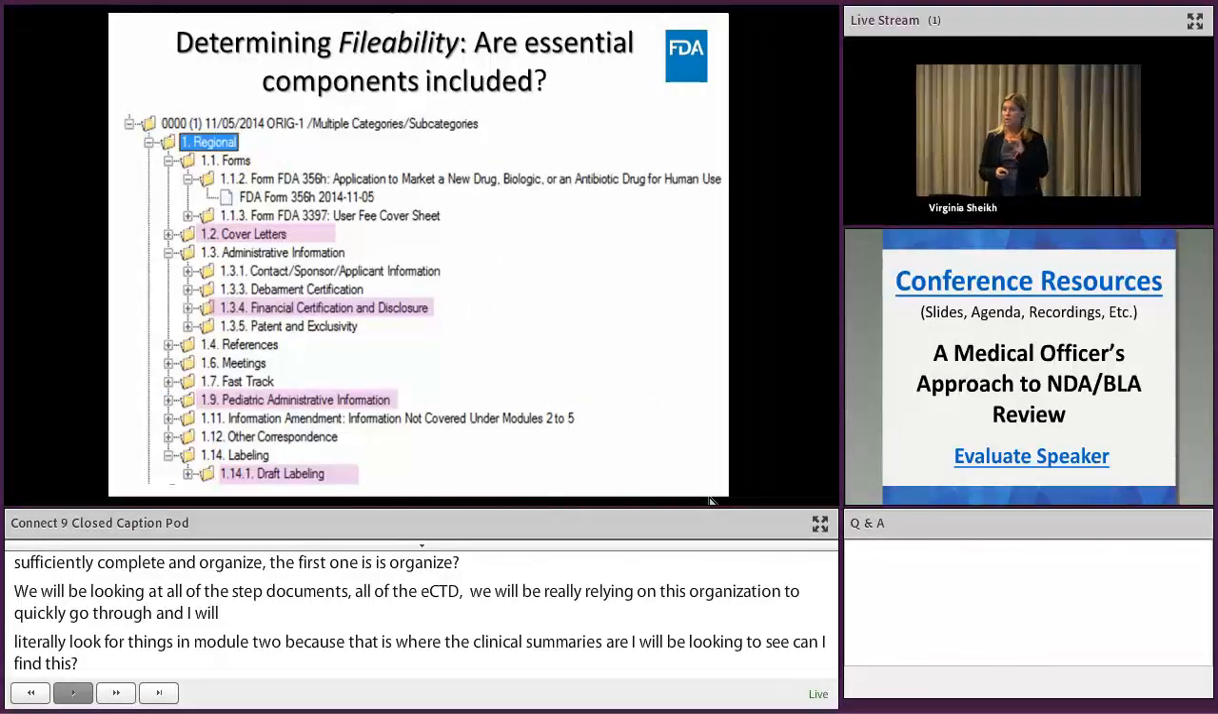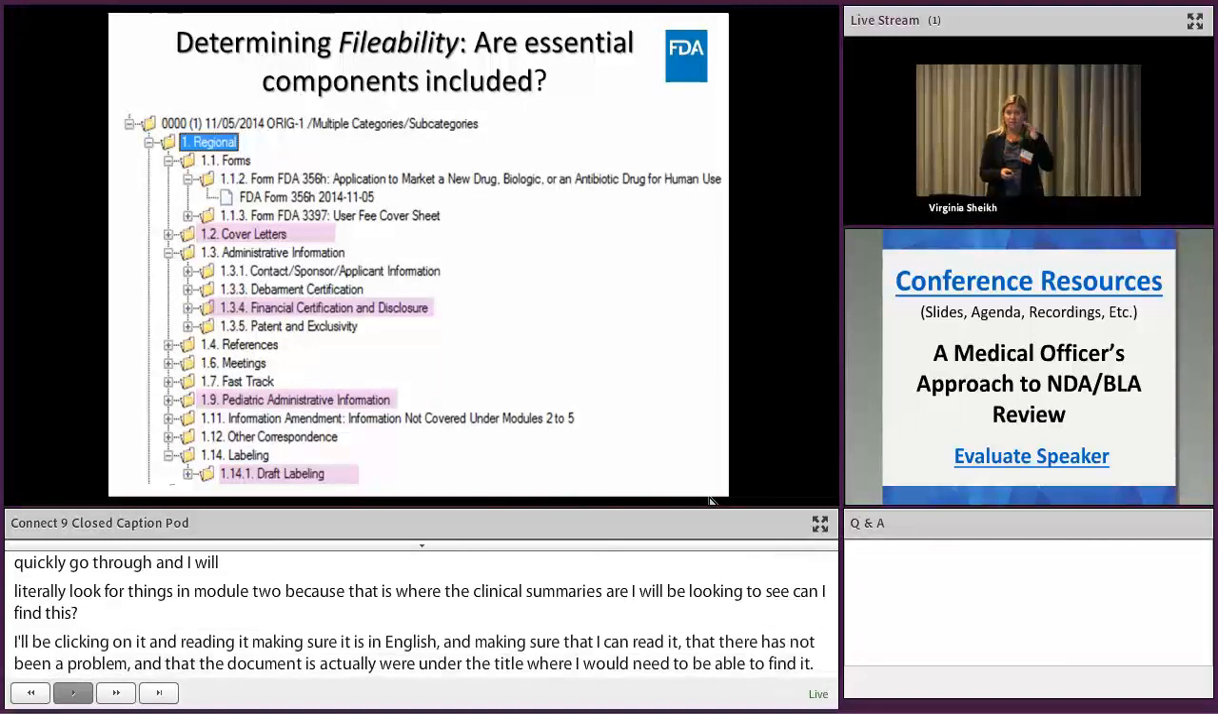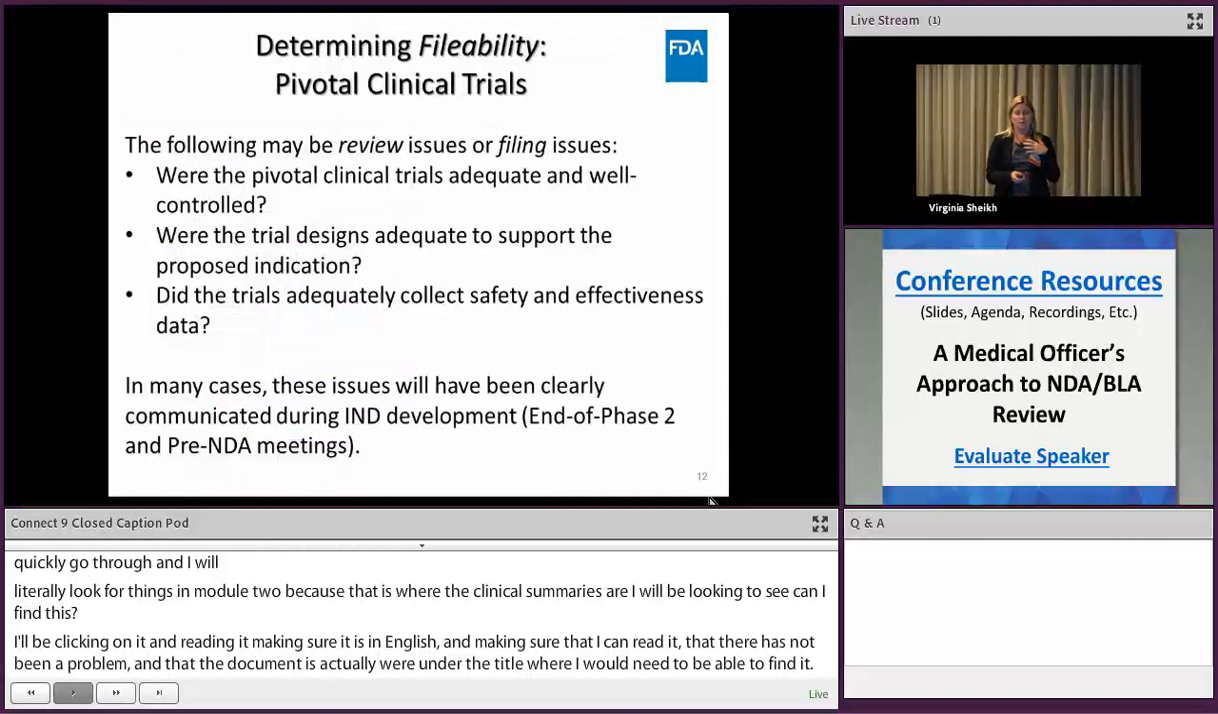Next, really part of the same process, as I'm going through the application, I have a checklist and I know I need these things. I won't be able to perform my review if I don't have this information. So I'm going to be clicking on things like the cover letter, which is how you all communicate to me what's in the application. I'll be looking for the financial certification disclosure, information about pediatrics. I'll be looking at the draft labeling. Right off the bat, I'll be looking at the label to see what they are saying this product is for, or how they have organized it. Is it consistent with labeling guidelines?